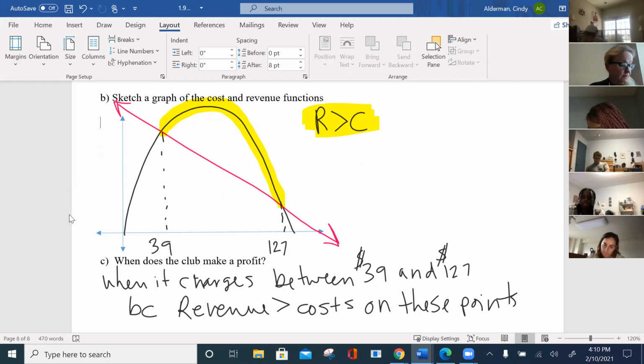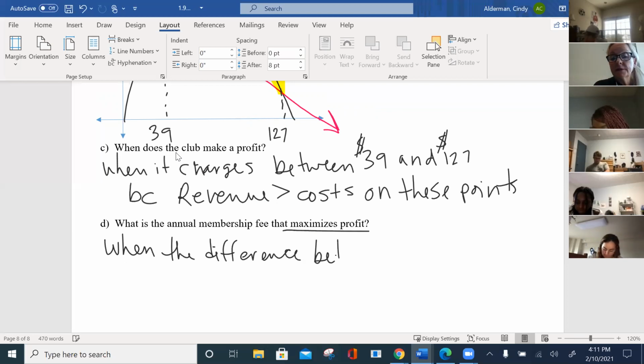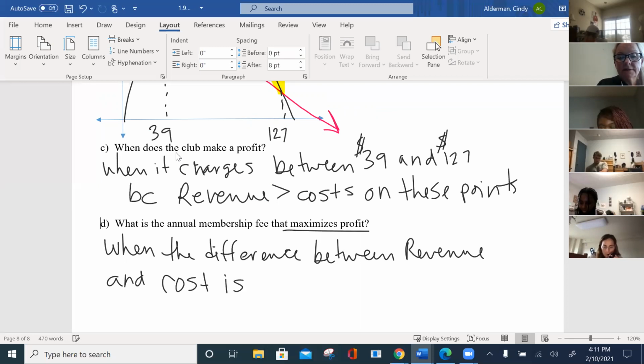Okay. Now it says, what is the annual membership fee that maximizes profit? So the one thing that you want to do is know that when you're maximizing profit is when the difference between revenue and cost is the greatest.